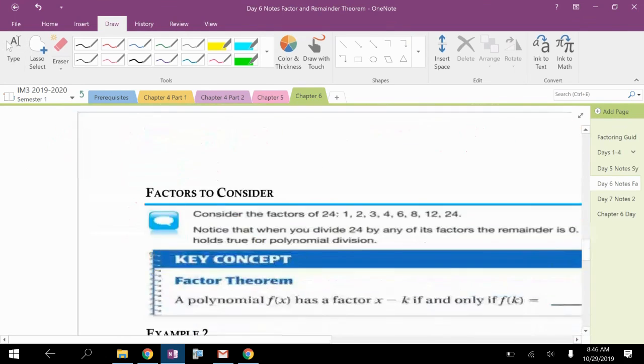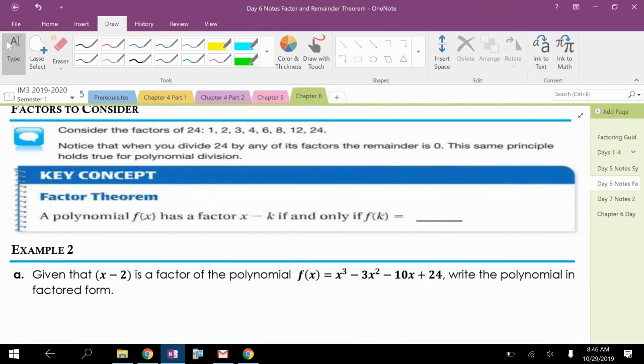All right, a couple more. So now there's something called the factor theorem. Remember, all these guys are factors of 24. And what it means to be a factor is just that something can evenly divide into it. So a polynomial has a factor if and only if what is the remainder? When you plug it in, you get what? Remember from yesterday? 0.